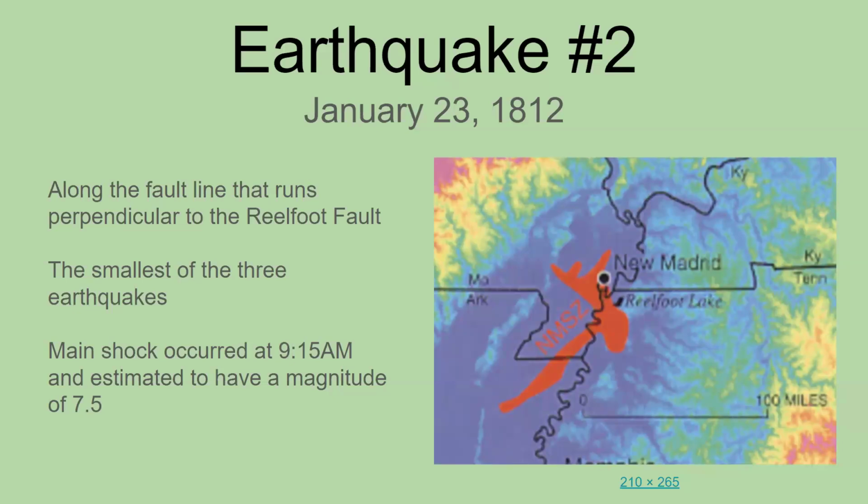The second earthquake occurred on January 23rd of 1812, and this was due to movement along the fault line that runs perpendicular to the Reelfoot Fault. This was the smallest of the three earthquakes, and the main shock occurred at 9:15 a.m. and is estimated to have a magnitude of 7.5.